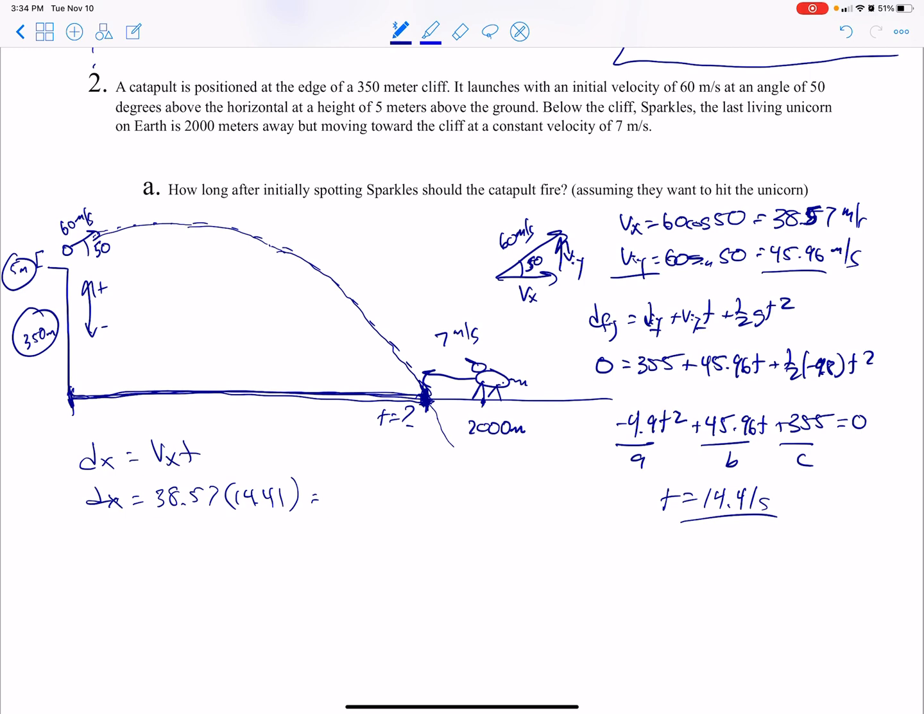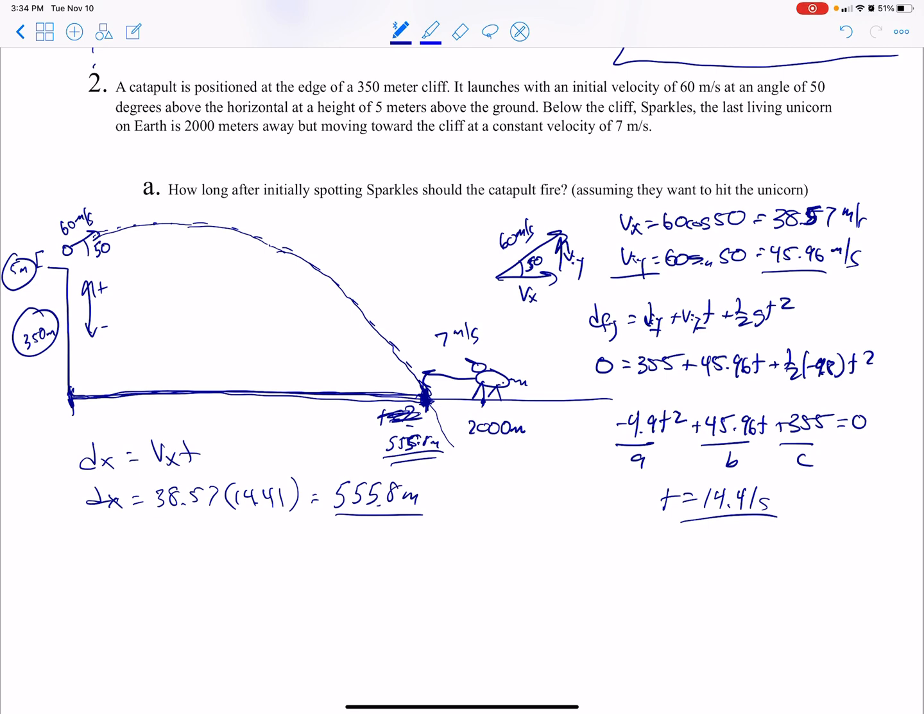So 38.57 times 14.41. I got 555.8. Okay. What this means is that at 555.8 meters, that's where we need to be. That's where the unicorn needs to be. Okay.